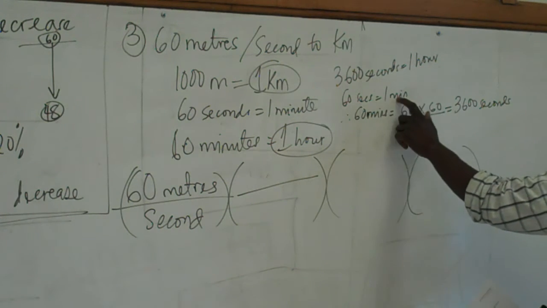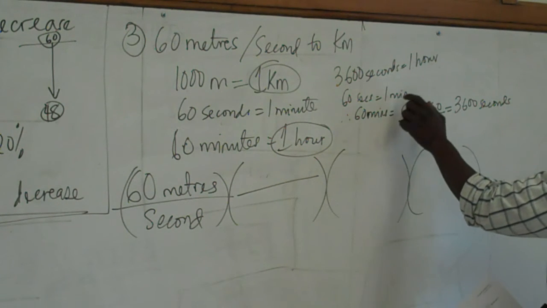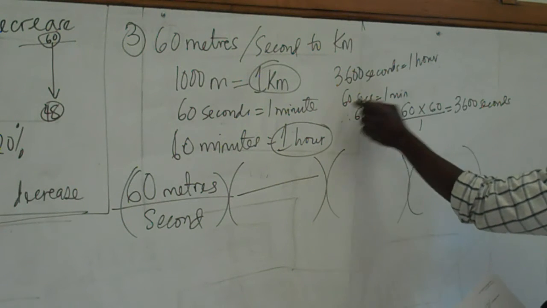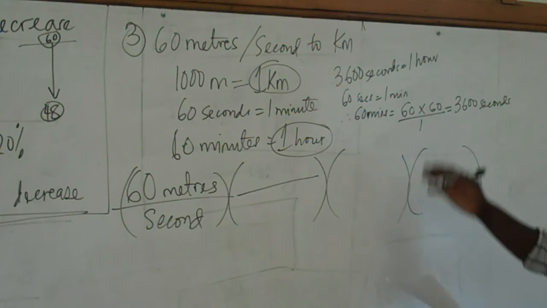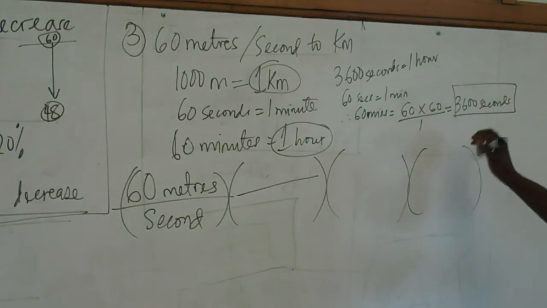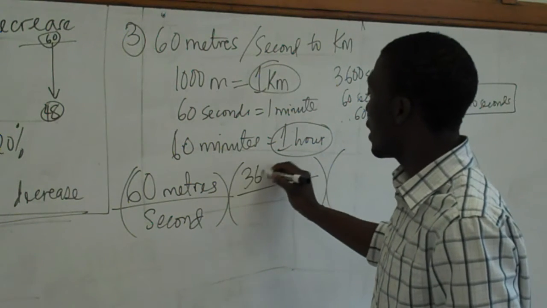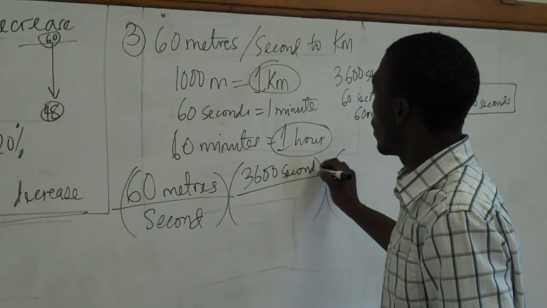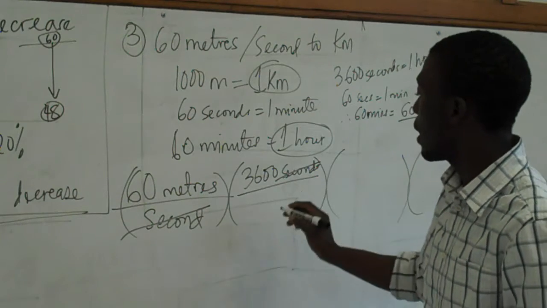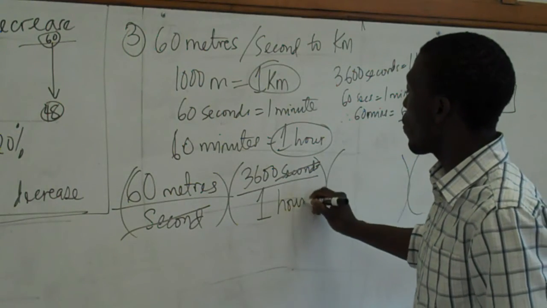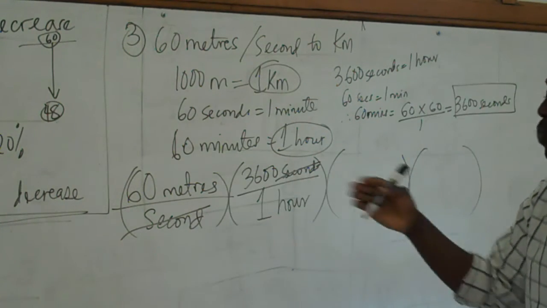60 seconds is equal to 1 minute, so 60 minutes would be 60 times 60. Does that make sense? That's how I get 3,600 seconds. So 3,600 seconds is 1 hour, and the seconds cancel. So I've converted it to meters per hour.